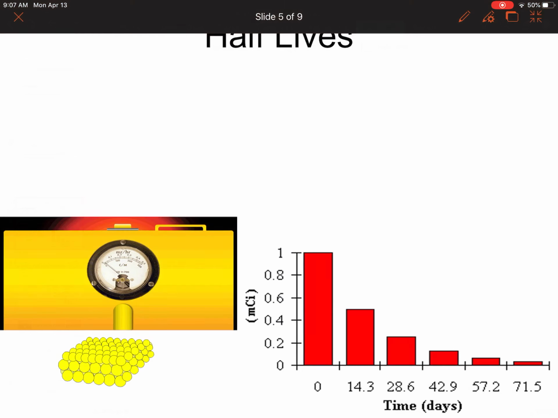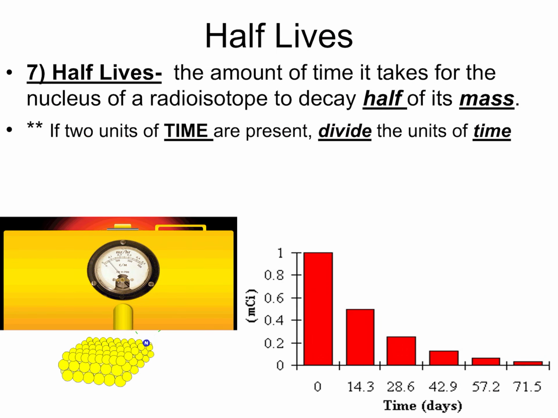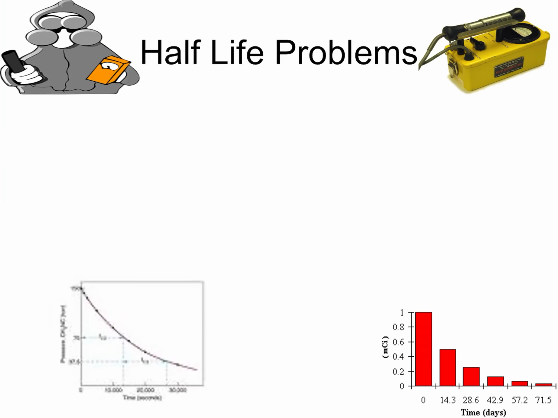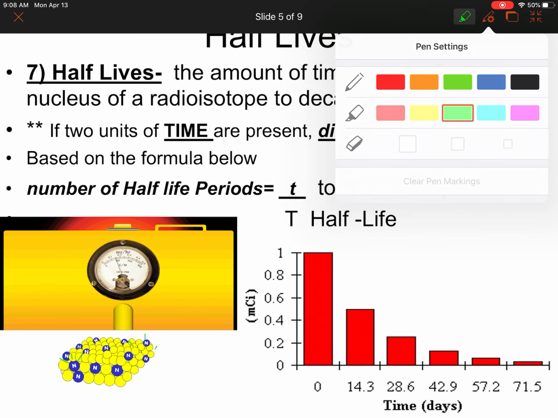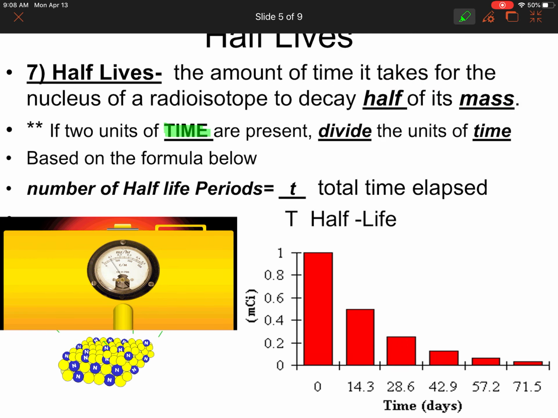So the first problem at hand over here is just half-lives. Now, guys, you learn half-lives in earth science. So it says here, the amount of time it takes for the nucleus of a radioisotope to decay half its mass. Now, a little clip I gave you over here, this little hint says, if 2 units of time are present, divide the units of time based on the formula below. Unfortunately, guys, they removed the formula here like 5 years ago. I don't know why, but they did. It's total time over the half-life, okay?